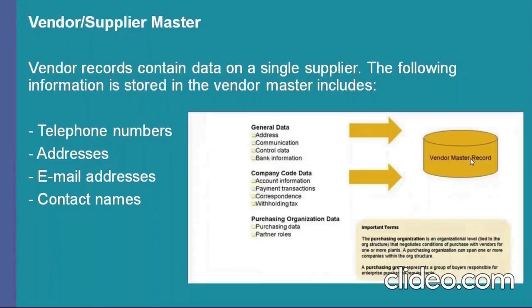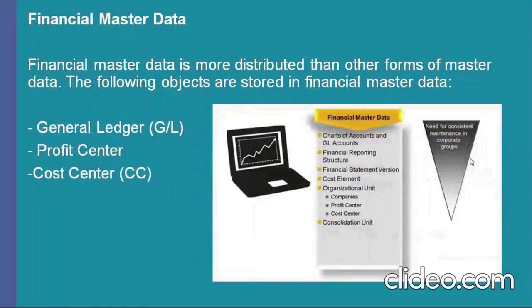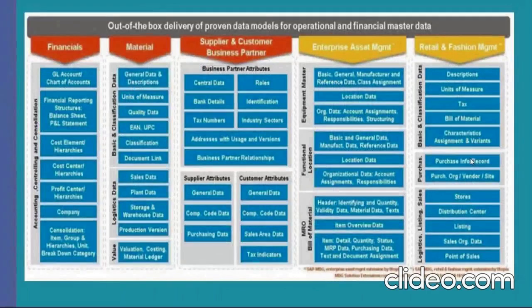Then vendor master, and then finance: GL account, cost center, profit center, etc. So in our discussion, mainly we will focus on these three areas. That is business partner, including supplier and customer. Then we will also focus on material, and then finance master.